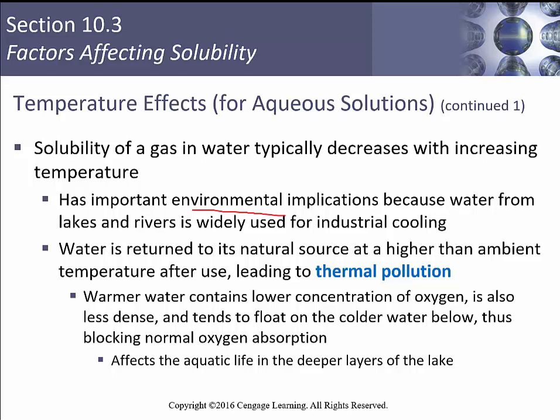So water is returned to its natural source at a higher than ambient temperature, and that leads to what's called thermal pollution. The warmer water has a lower concentration in oxygen and is less dense, tends to float on the colder water below, blocking normal oxygen absorption, and this affects aquatic life in the deep layers of a lake and in the ocean.